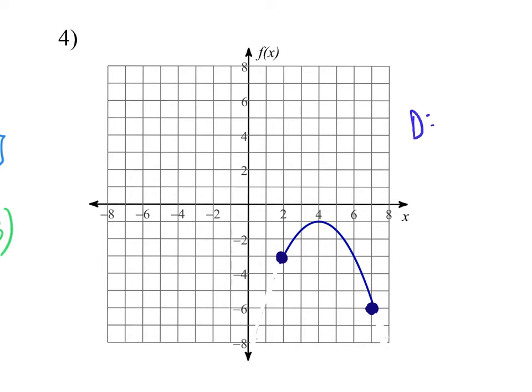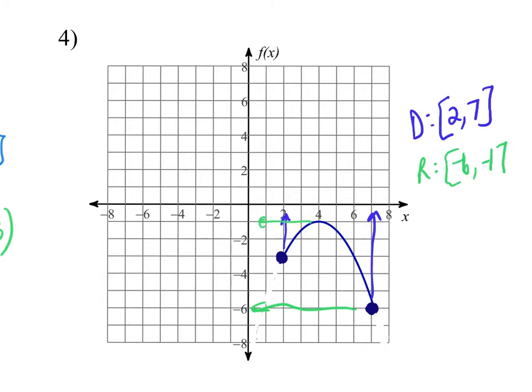Domain. From where to where? 2 to 7. What's the notation? Bracket. Awesome. Range. Bottom to top. -6 to -1. What are the notations? Brackets. Awesome. All right, increase, decrease.